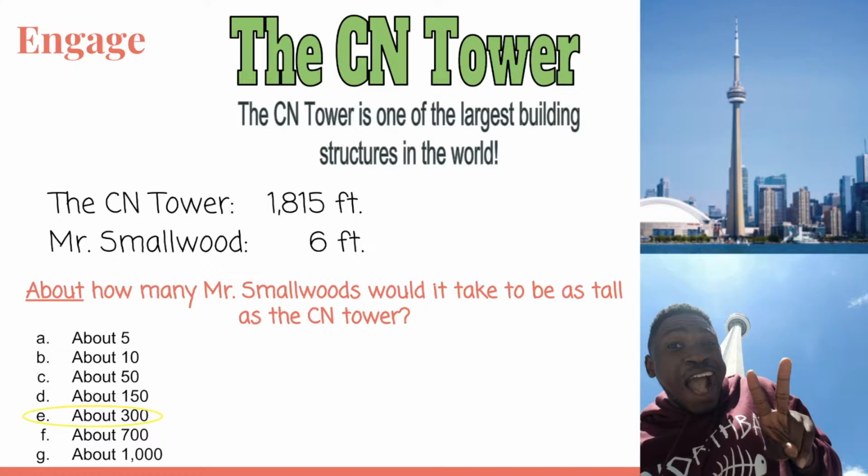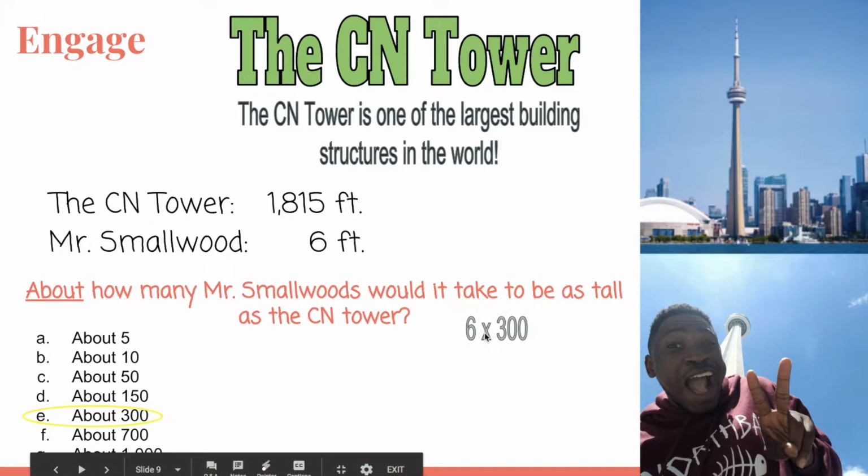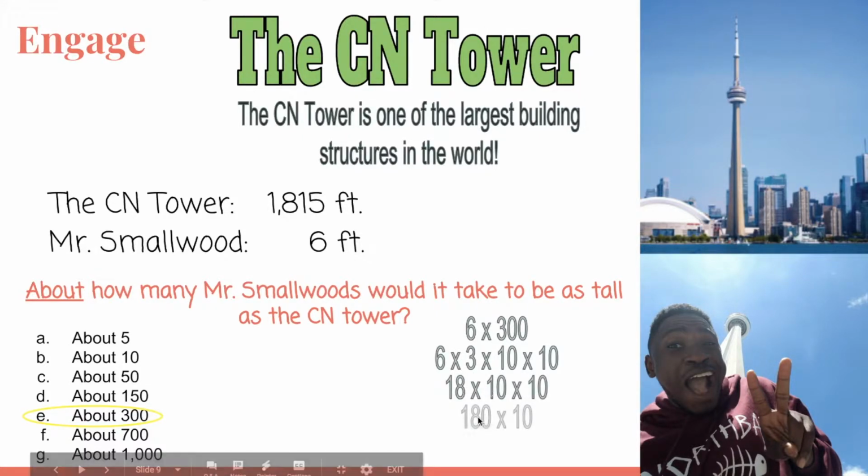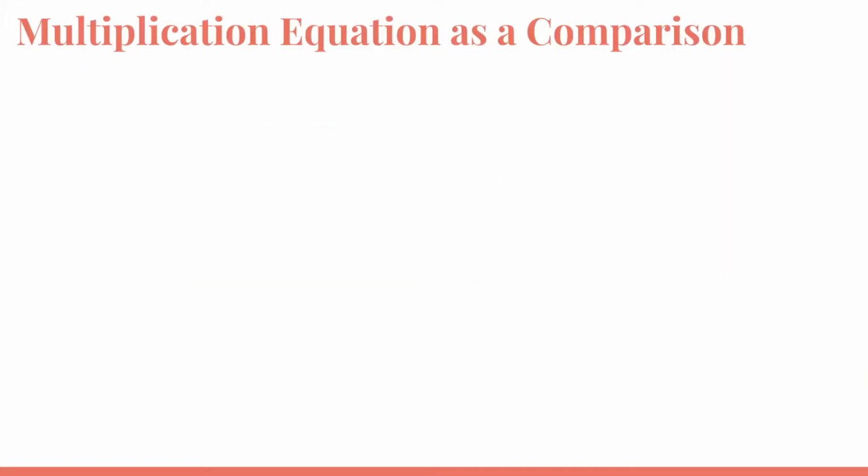300 Mr. Smallwoods would be about the height of the CN Tower because I'm 6 feet tall. And if we multiply that by 300 of me, 6 times 300, well, let's break this 300 down. 300 is the same thing as 3 times 10 times 10. And now I can do this: 6 times 3 is 18. 18 times 10, 180. 180 times 10, 1,800, which is about how big the CN Tower is. Great. Let's get moving. Now, this is actually going to be really easy.